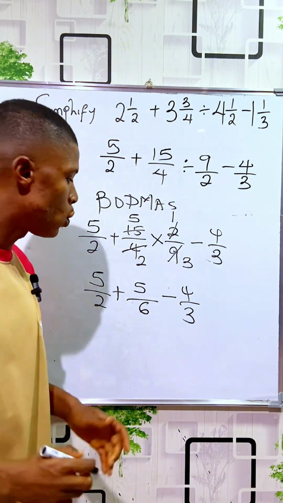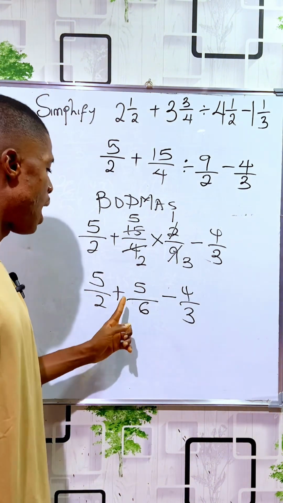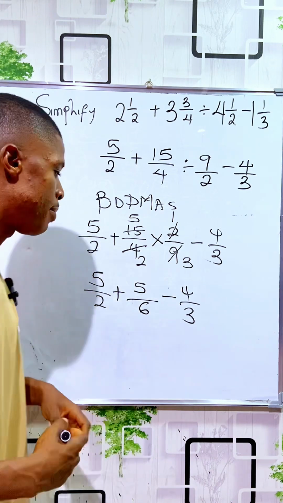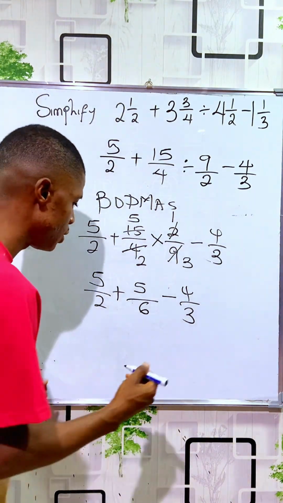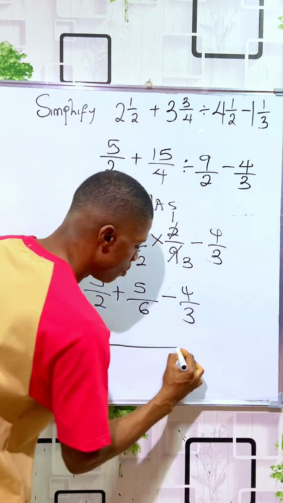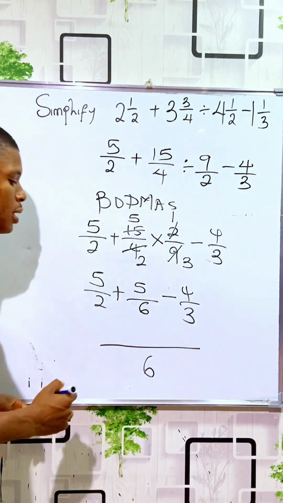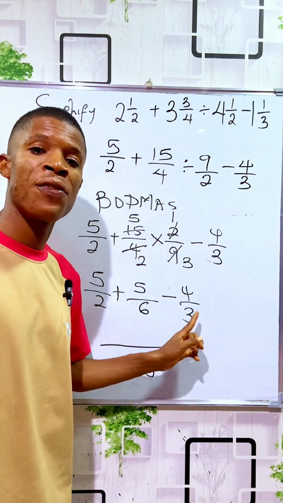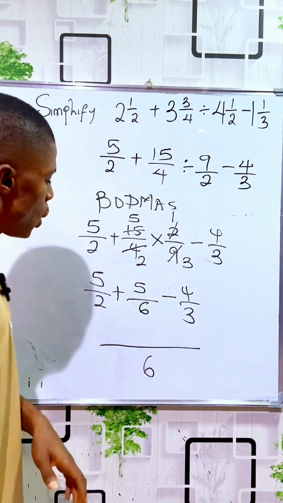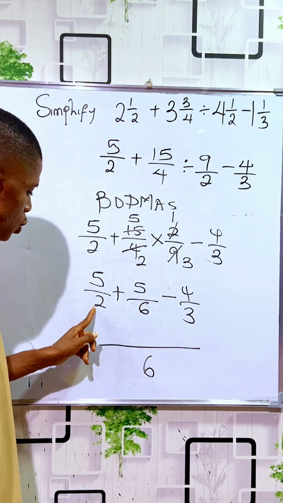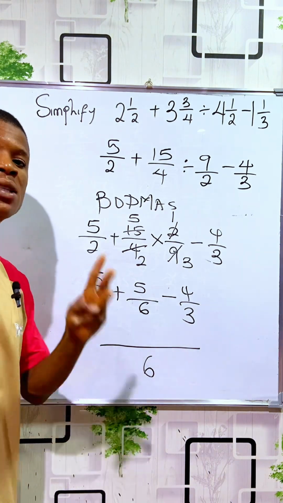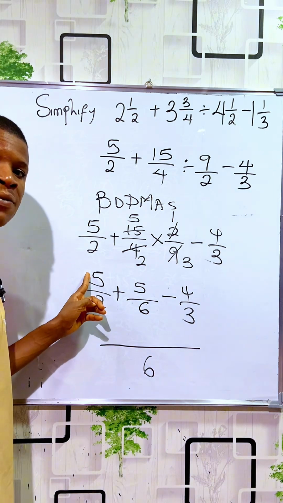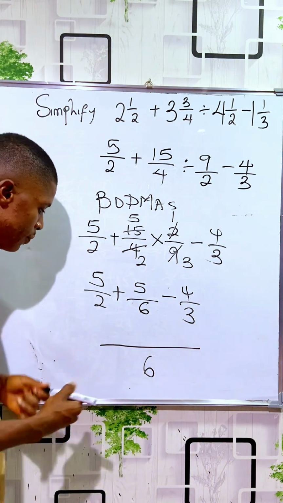So as a math pro, you can see that we only have addition and subtraction. And we can simply do it by finding their common denominator. That is the lowest common multiple of the denominators. The lowest common multiple between 2, 6, and 3 is 6. So the next thing you do is 6 divided by 2 gives 3. Then you multiply what you got by the numerator, which is 5. 3 times 5 is 15.